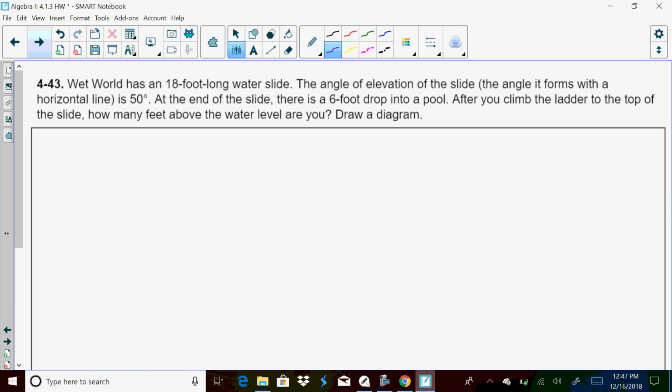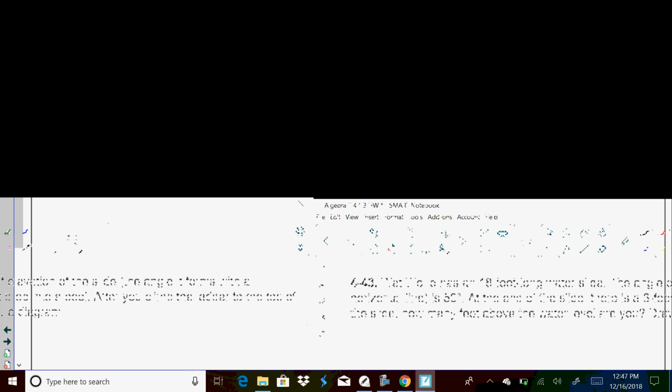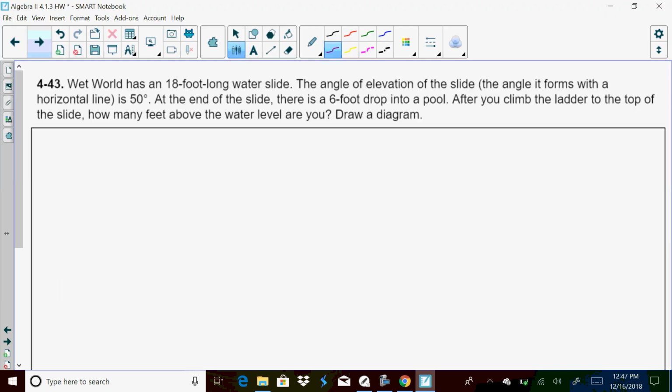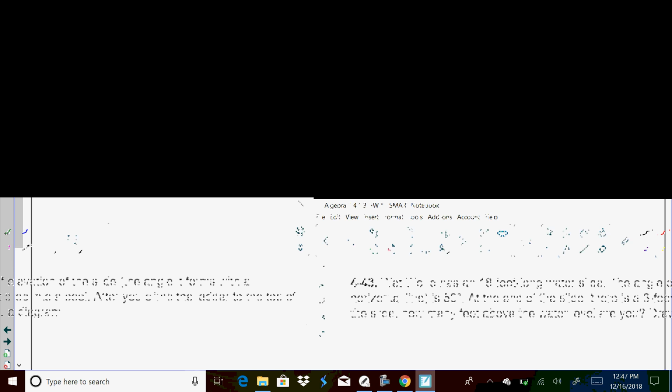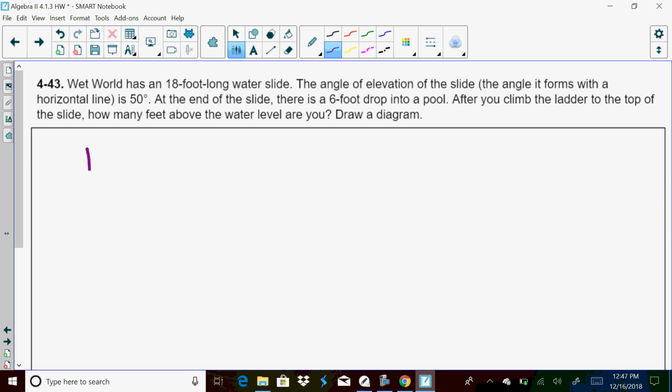Problem 43 says Westworld had an 18-foot water slide. The angle of elevation of the slide, the angle it forms with the horizontal line. At the end of the slide, there's a 6-foot drop in the pool. After you climb the ladder to the top of the slide, how many feet above the water level are you? Draw a diagram. So we're trying to figure out how high we are. This is the information that was given.